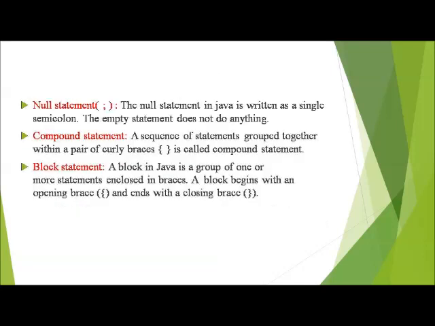Null statement. The null statement in Java is written as a single semicolon. The empty statement does not do anything. Compound statement. A sequence of statements grouped together within a pair of curly braces is called a compound statement. Block statement. A block in Java is a group of one or more statements enclosed in braces. A block begins with an opening brace and ends with a closing brace.